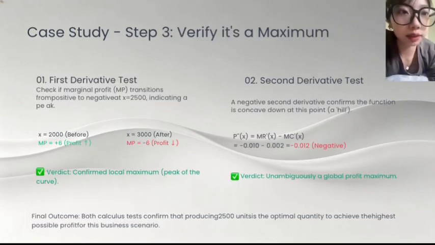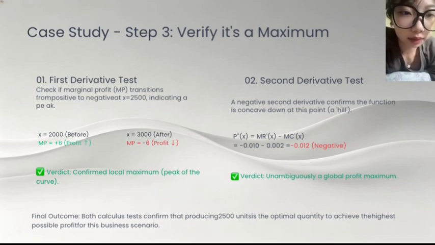Now we move to step 3 of the case study. We prove this number gives us the largest profit. There are 2 checking methods here. First one is the first derivative test. We take 2 numbers around 2,500. When x equals 2,000, the marginal profit is positive. Profit goes up. When x equals 3,000, marginal profit turns negative. Profit goes down. This proves a highest point.